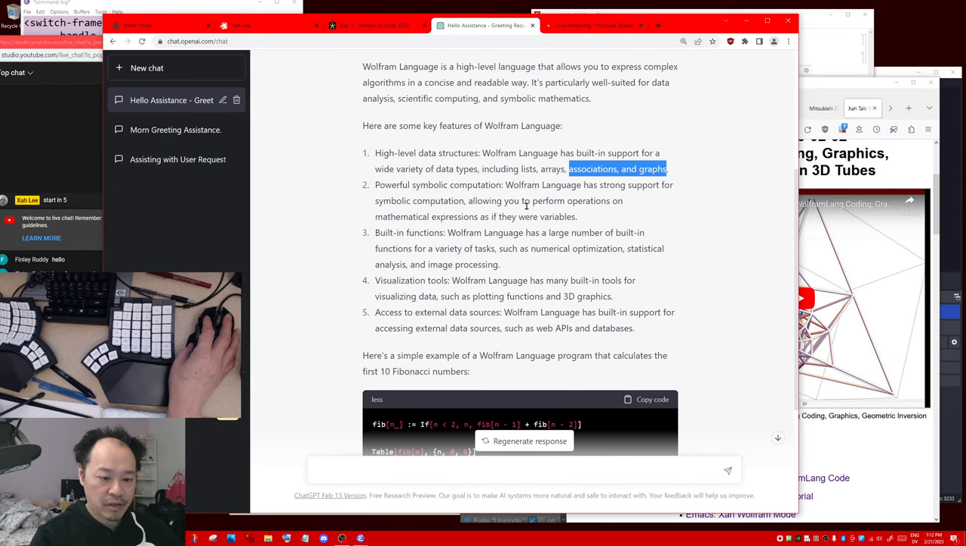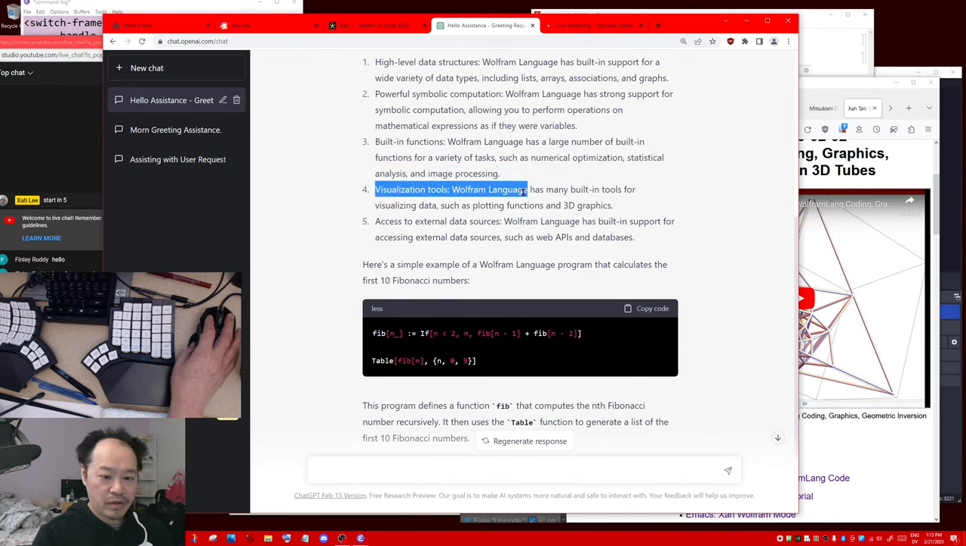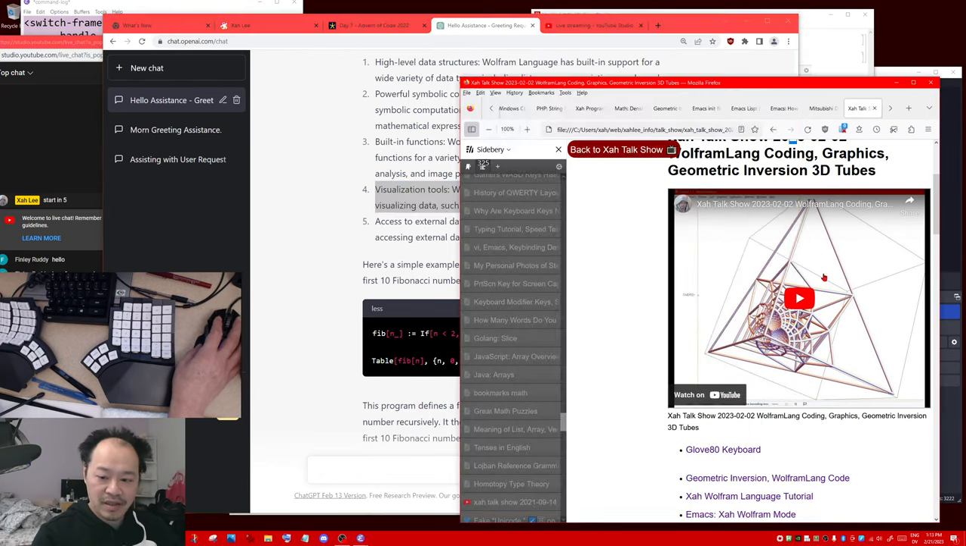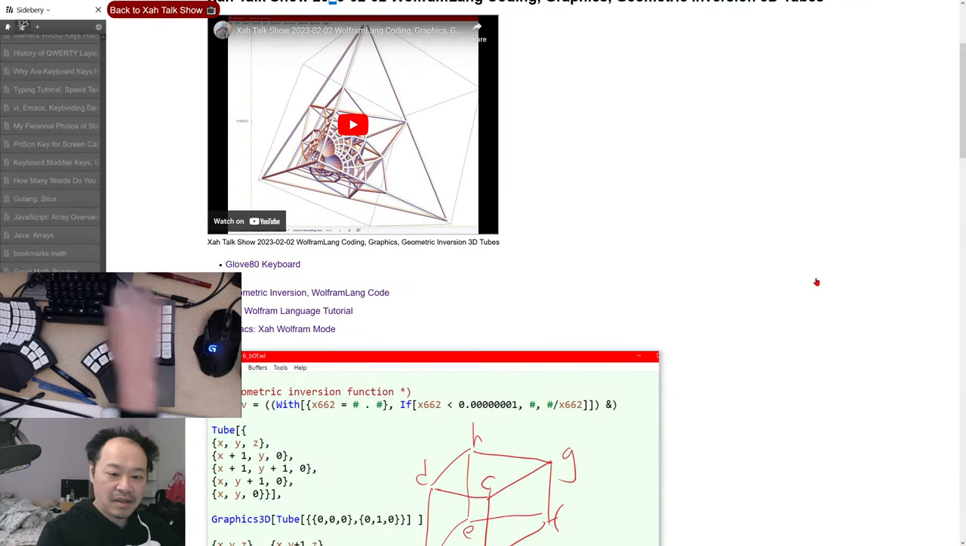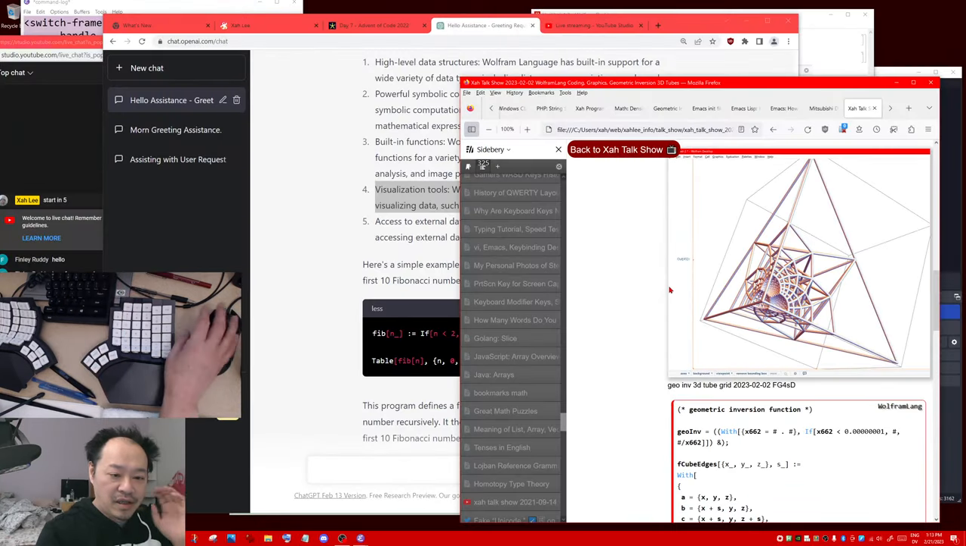allowing you to perform operations on mathematical expressions as if they were variables. Yes, and 3, built-in functions. WolframLang language has a large number of built-in functions for a variety of tasks, such as numerical optimization, statistical analysis, and image processing. Okay, and 4, visualization tools. WolframLang language has many built-in tools for visualizing data, such as plotting functions and 3D graphics. Exactly, and here is an example. We did this beautiful geometric inversion.